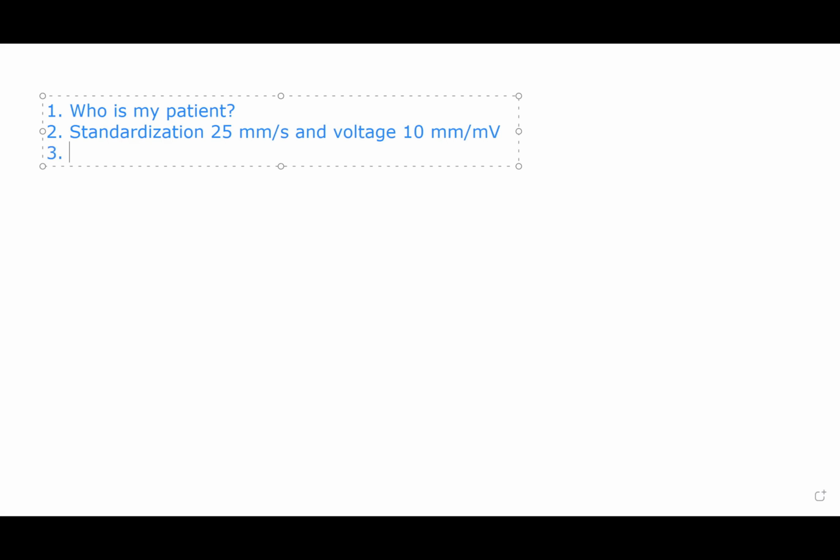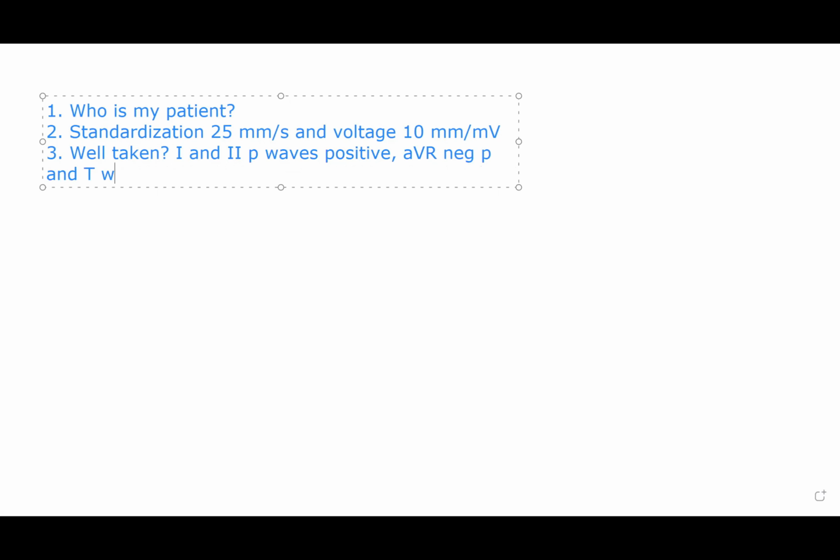The third thing that I do is to take a look at whether this is actually well taken, meaning are the leads placed where the leads should be. So, well-taken EKG. For that, you need to look at leads 1, 2, and aVR. Think about the P waves. In 1 and 2, P waves will be positive, and then in aVR, you're going to see negative P waves and T waves.